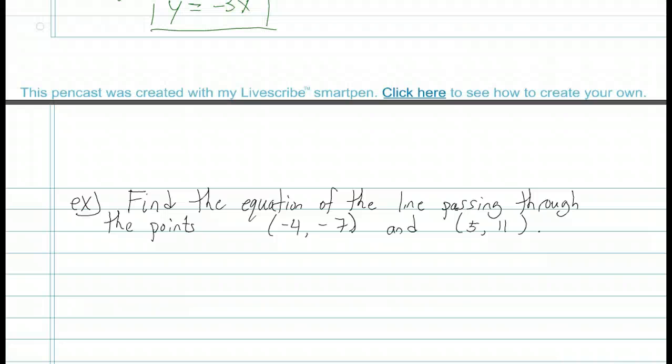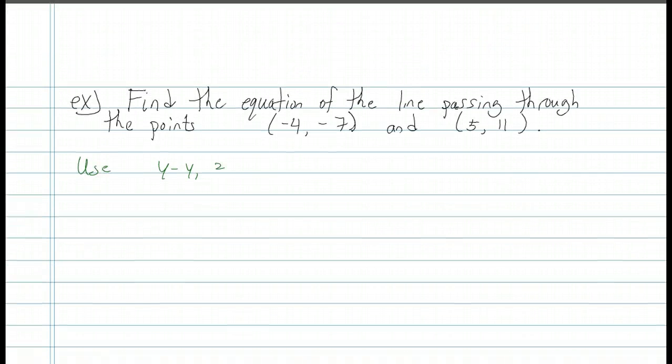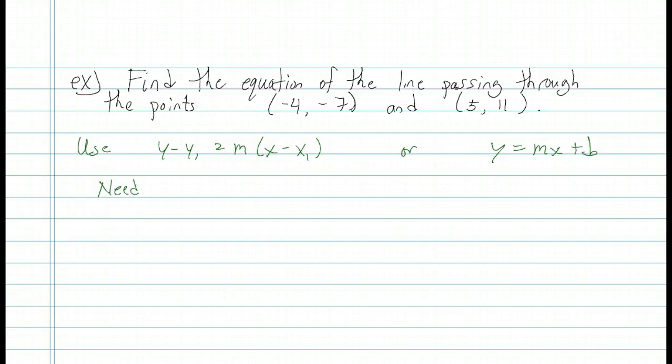Now move on to this example. We want to find the equation of the line passing through the points -4, -7, and 5, 11. So again, we're going to either use the point slope formula or the slope intercept formula. Again, I'll do them both for this example as well. All right, for each of these formulas though, we need the slope. We're not given the slope, so we actually have to go and find it.